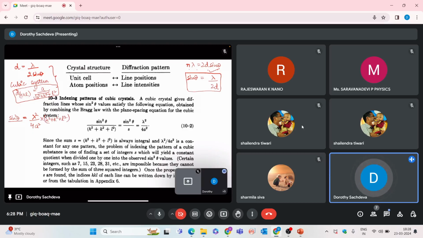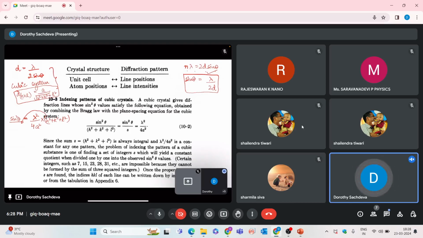This h square plus k square plus l square will go on the opposite side of the equals sign, and it will give you this equation where sine square theta divided by h square plus k square plus l square, which I have written already in the PPT, will be equal to lambda square divided by 4a square. And your h square plus k square plus l square is written basically as s, which is always an integer. This is your s term.